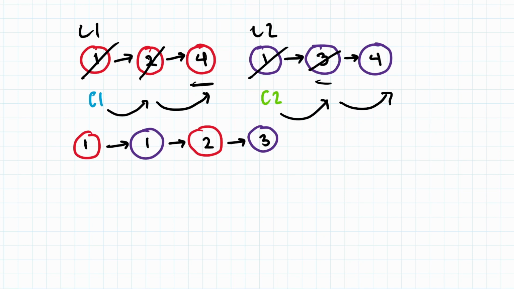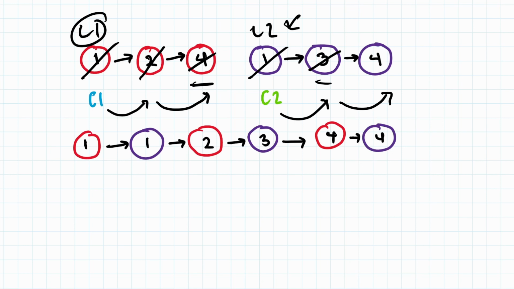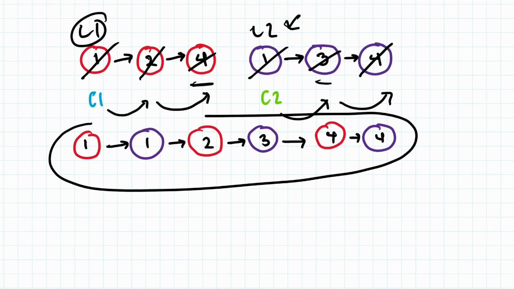And you can do it either way. You can choose to take from the L2 list first or the L1 list first. It's really up to you. What we're going to do is take that L1 value first and add it to our list. So we're going to add in the 4, cross that off, and then we're going to add in the other 4 right here. And we can cross that off. And now we have our new list.